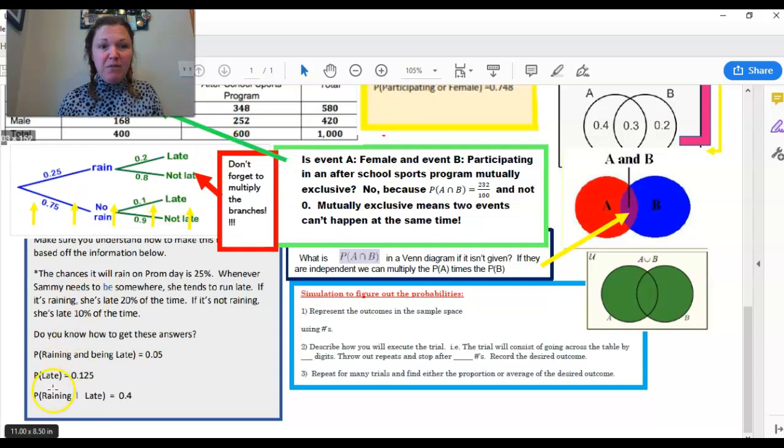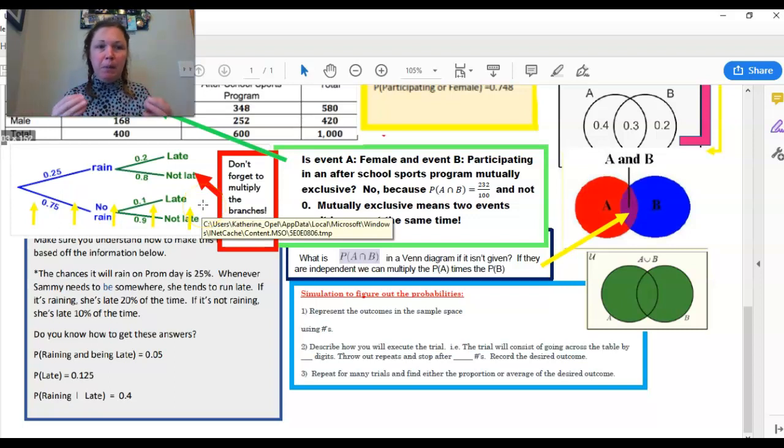The probability of being late, well, I can be late right here, or I can be late right here. So I need to add up that 0.05 plus 0.7 times 0.1. Add those together. You must make sure you know how to do this, so please be practicing it on your own. And I can do a whole video on this if you need, okay?